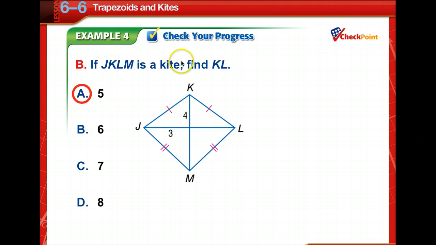So we're going to use the Pythagorean theorem. We've got 2 sides and a 90-degree angle, so we can say 3 squared plus 4 squared equals x squared. Of course, if you remember your Pythagorean triples, you know that that's a 3, 4, 5.